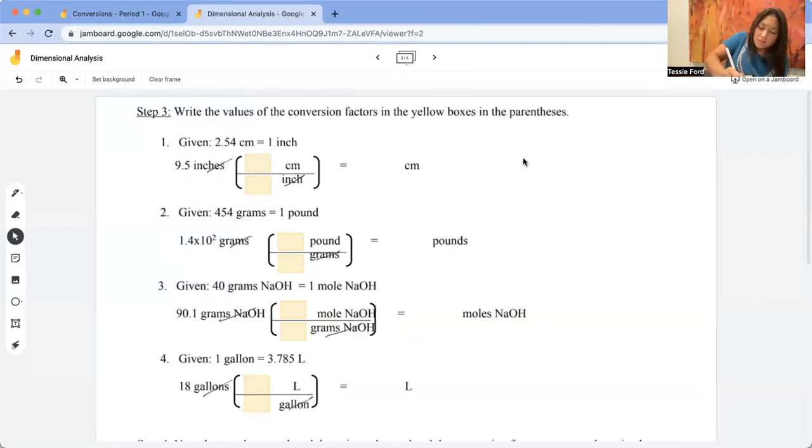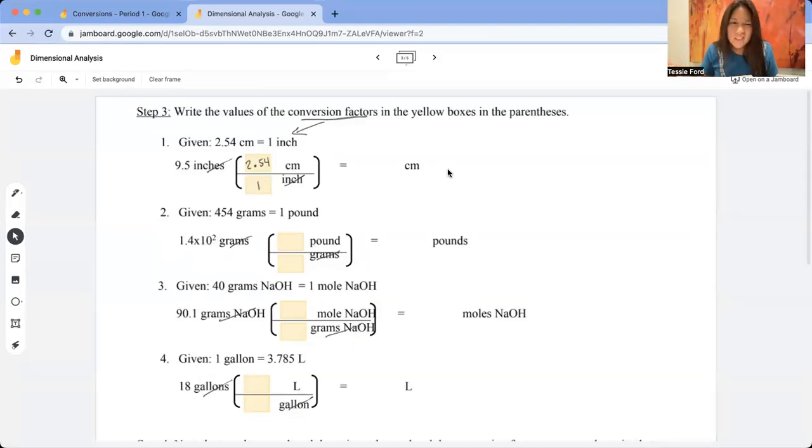So again, these are your conversion factors, all the ones that make it equal. So we know that 2.54 centimeters equals 1 inch. So where do you think we put 2.54? Next to the centimeters or next to the inch? Of course, next to the centimeters, because there's 2.54 centimeters in 1 inch. 2.54 centimeters. And then what do we put next to the inch? What number? 1.